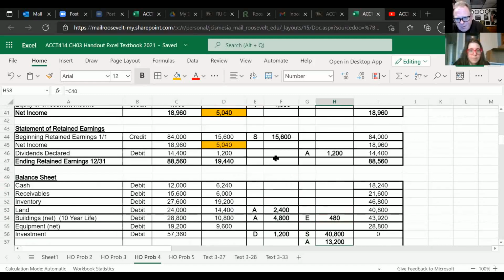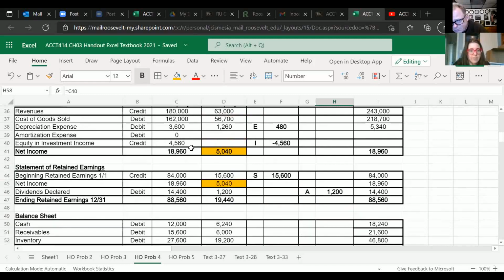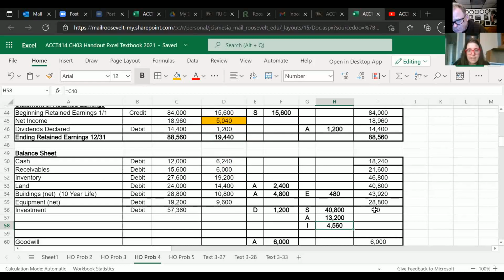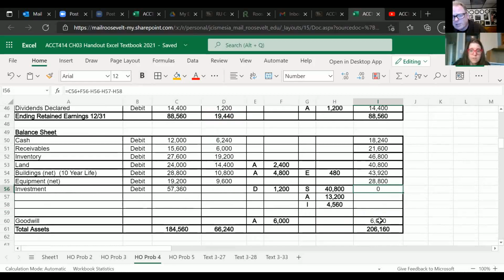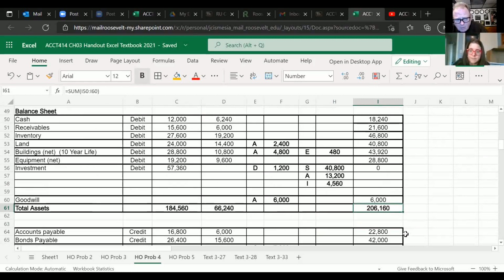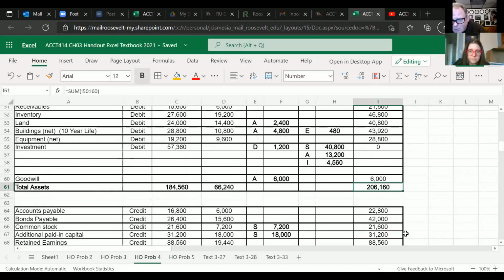Yep. And then up here, this is the equity and investment income that we are taking out, and that should all zero out. Correct. And then we add everything together, and it should be 206,160. Yep. Okay, great.